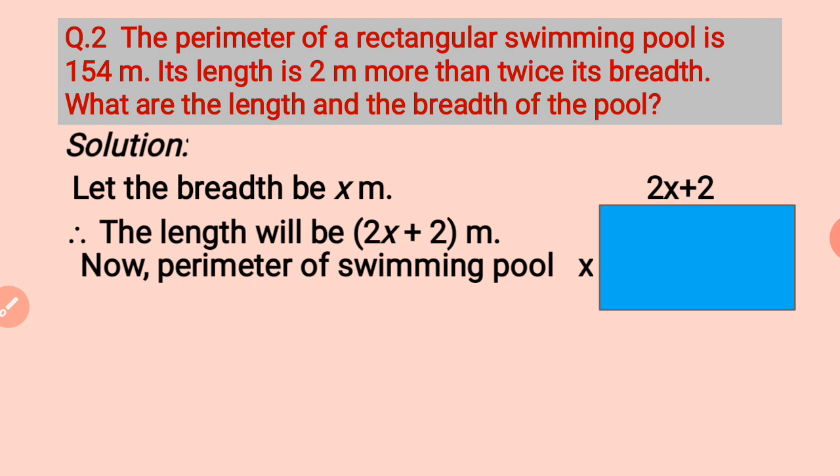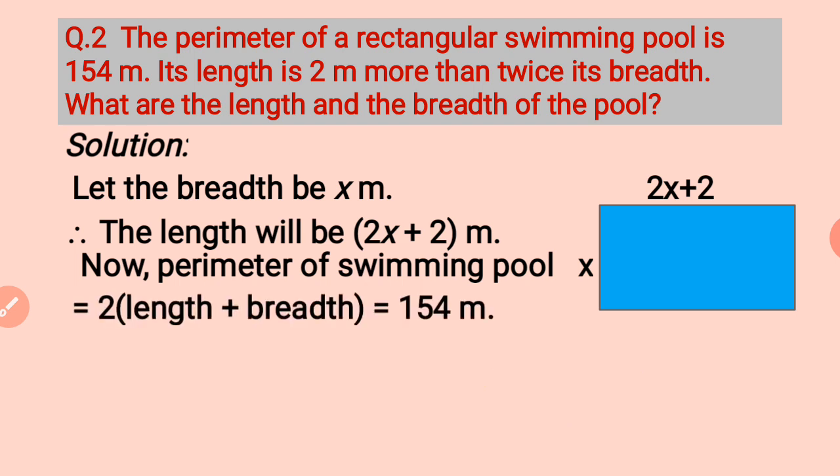Now we have got the relation between length and breadth, and we have got the numbers, not the actual ones but in the form of variables. Now the perimeter of the swimming pool is given to be 154 and we know the formula for perimeter, that is twice length plus breadth.